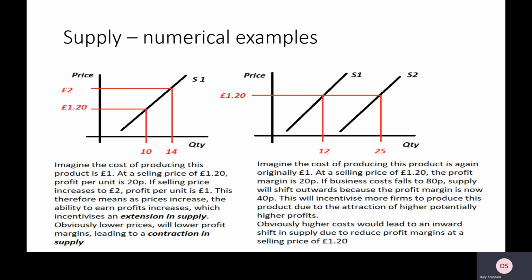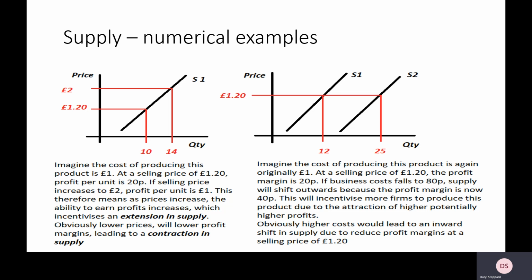Right, now you've got here some numerical examples which will hopefully explain to you the difference between movements up a supply curve but also shifts of a supply curve. Now in both of these diagrams we could talk about an increase in supply. So look at the first diagram first of all. If we were to increase price from £1.20 to £2, if we imagine the cost of producing this product is £1, but if we hold those costs of production constant, when the selling price is £1.20, we could imagine that we've got 10 individual businesses that are willing and able to produce this product.